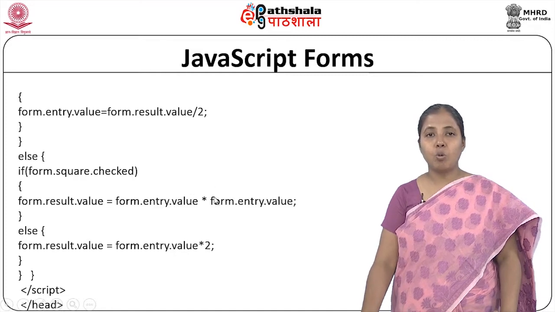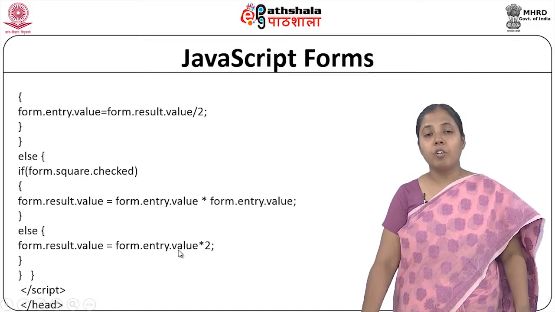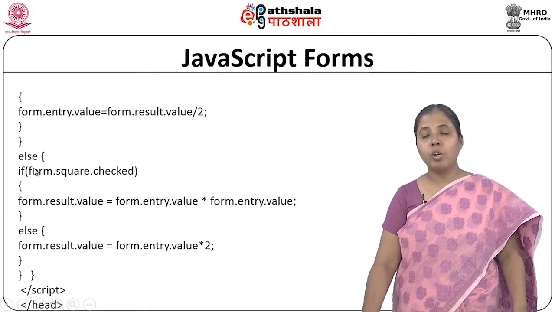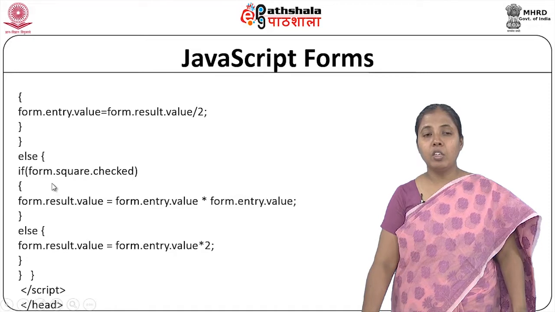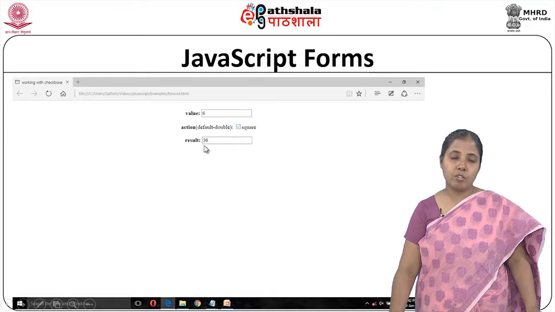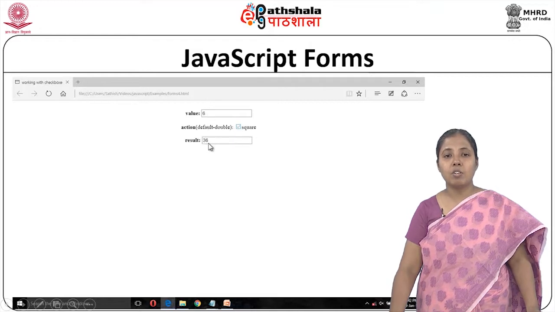So you perform a square or multiplication by 2 if the calling field is the entry field, and you perform a square root or division if the calling field is the result field, and within this you check whether the checkbox is checked or not. So you can enter some value in the value field, and when you click on the square box, it performs one calculation, that is 6 into 6, which would be 36. When you uncheck the square box and change the value here, you will get 6 into 2, 12, displayed.